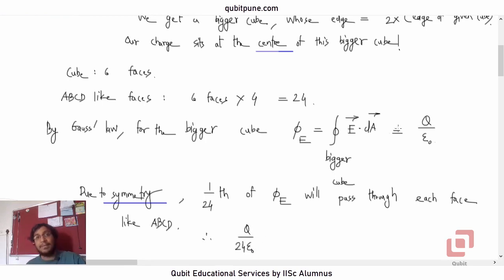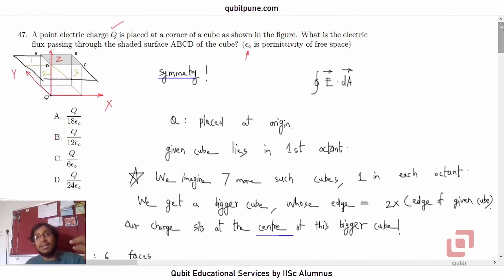Observe that for the bigger cube itself, through each face of the bigger cube the flux would be Q divided by 6 epsilon naught. But that is not the option, because that is a larger cube. Now if we consider one face of that larger cube, you'll find that it is made up of 4 smaller faces, and one of such faces is ABCD. So we have to further split that flux into 4 equal parts, and therefore it's not Q upon 6 epsilon naught, but Q upon 24 epsilon naught, which is option D.